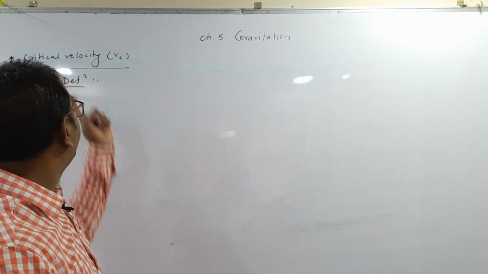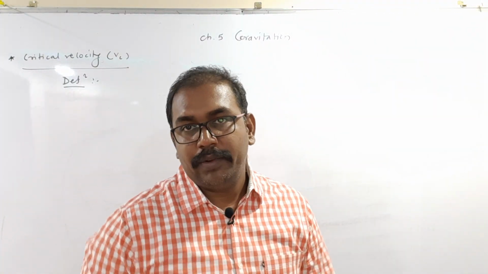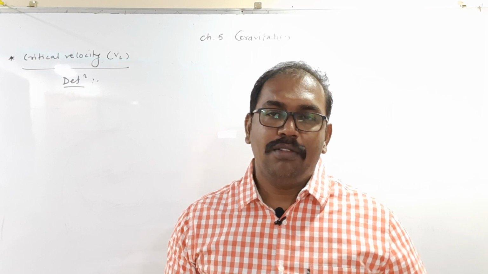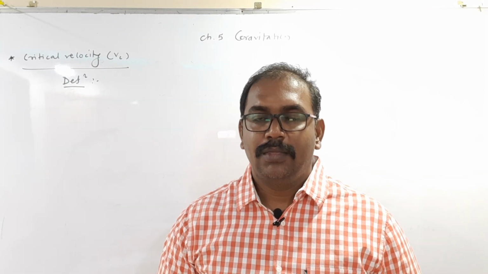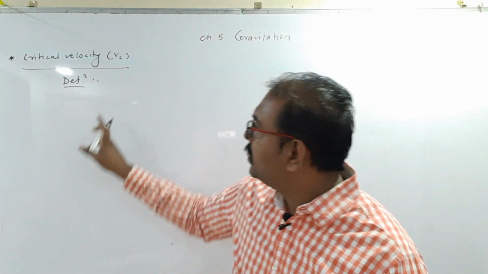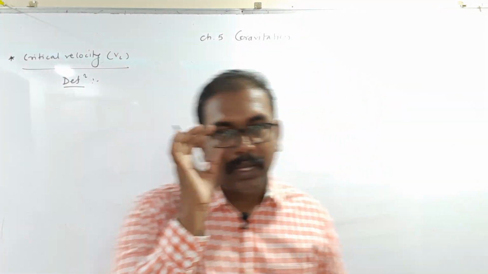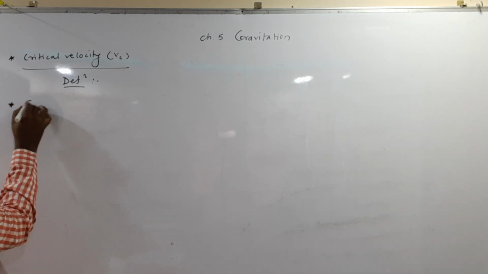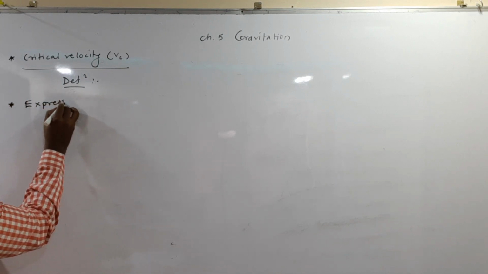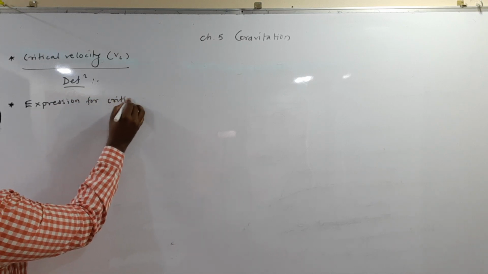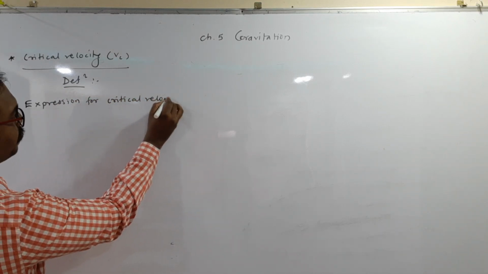Critical velocity means it's a horizontal velocity due to which a satellite revolves in a circular orbit. The horizontal velocity given to the satellite due to which it revolves in a circular orbit is called critical velocity. Now let me start the expression for critical velocity.